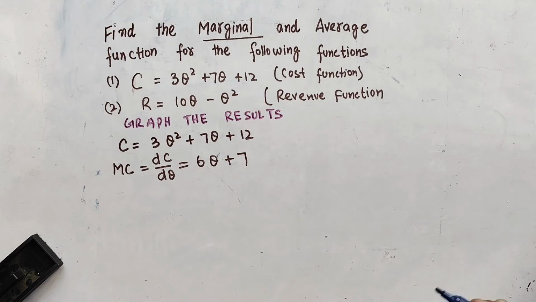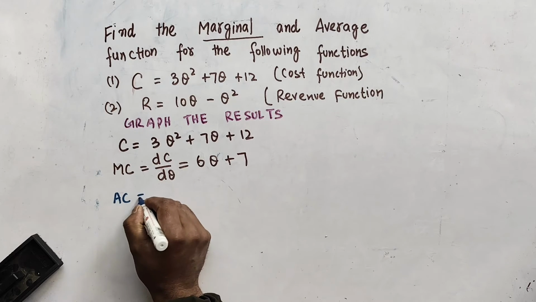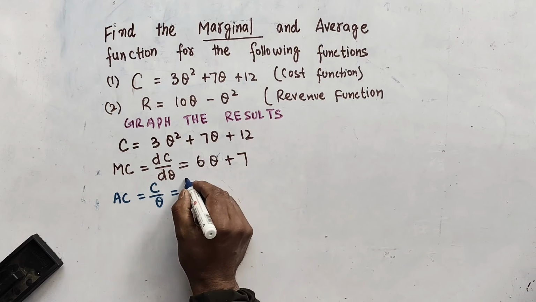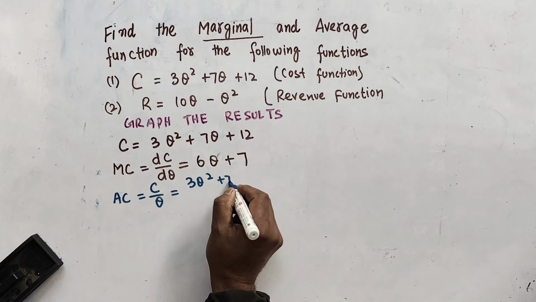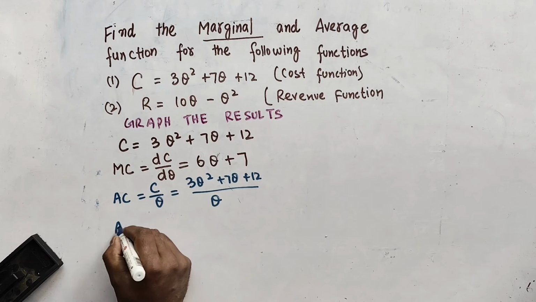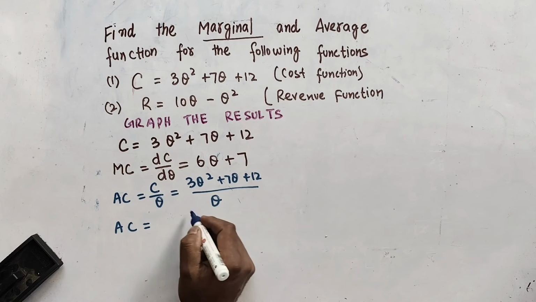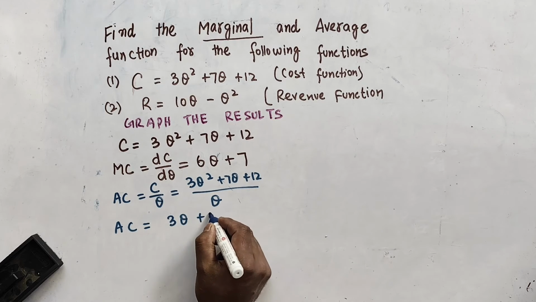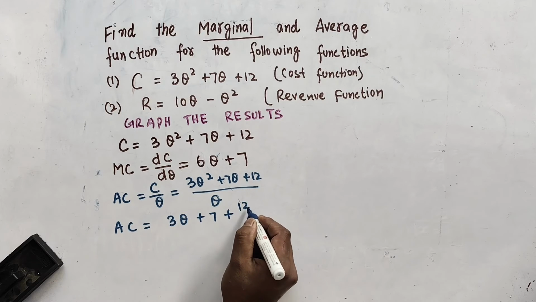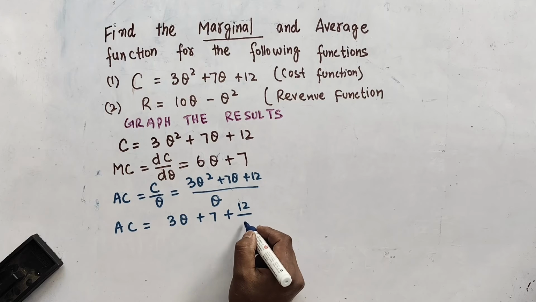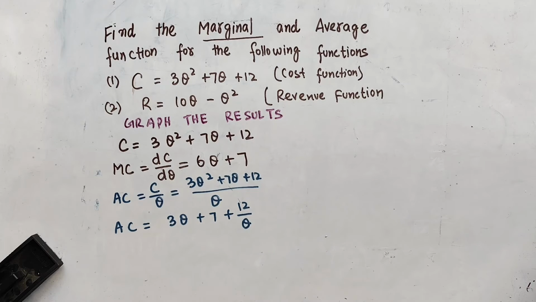Now what about average cost? Average cost, as we know, is equal to total cost divided by output. So total cost is this function, that is 3q square plus 7q plus 12. To this we divide by q. That will give us the average cost as, q gets cancelled, so we are left with 3q plus 7 plus 12 upon q. So this is our average cost.